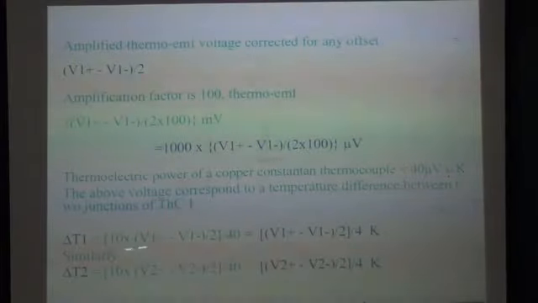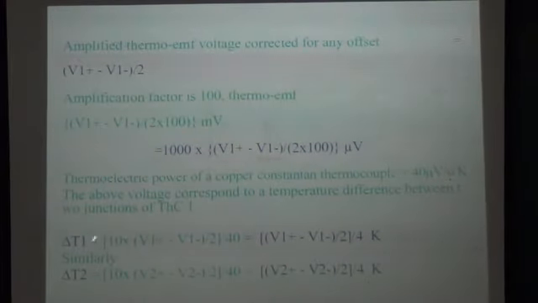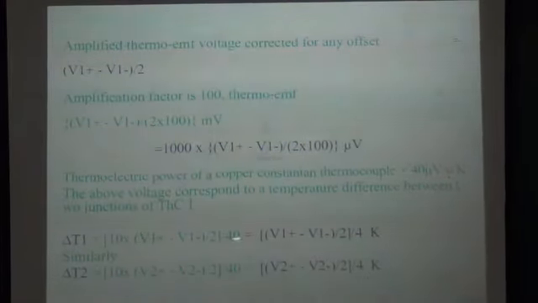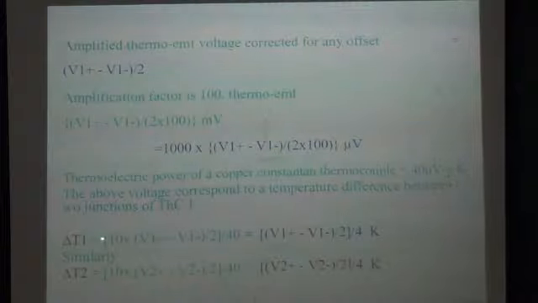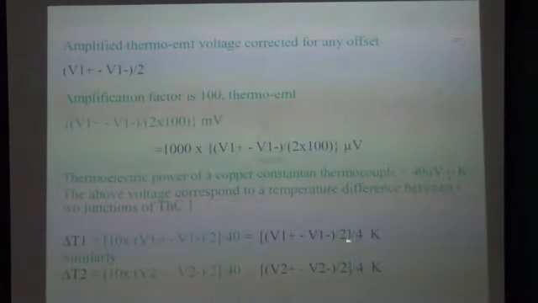So what we can do here, we can find out the value of delta T1 to be equal to this reading. In fact, here you divide it by 40 microvolt, so microvolt and microvolt will cancel and it gets converted into degree Kelvin. So it becomes this divided by 8.